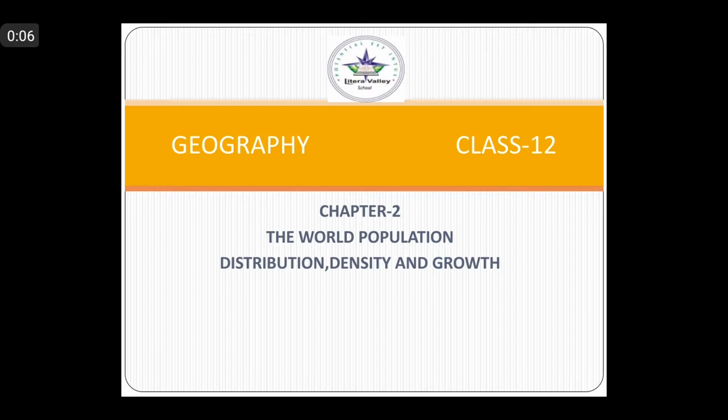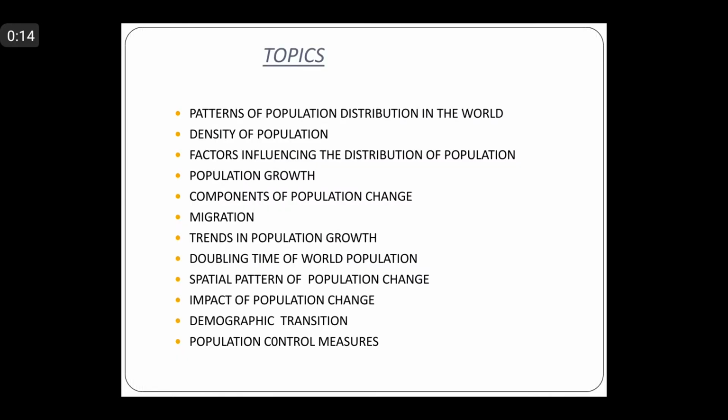Today we'll continue the same chapter, the world population, distribution, density, and growth. So far, we have discussed patterns of population distribution in the world, density of population, factors influencing the distribution of population, population growth, components of population change, and migration. We will discuss today the trends in population growth, doubling time of world population, and the spatial pattern of population change. These three topics we'll discuss today.